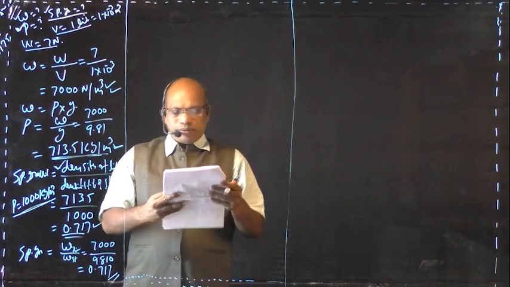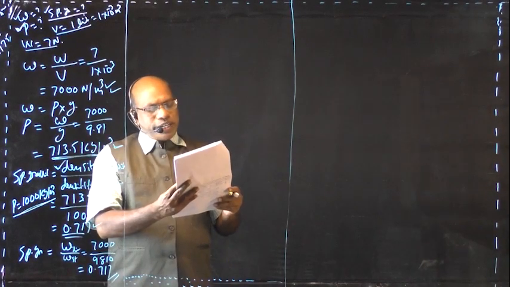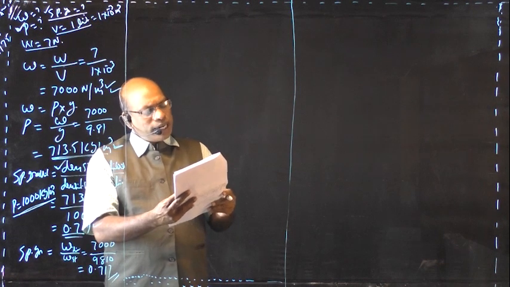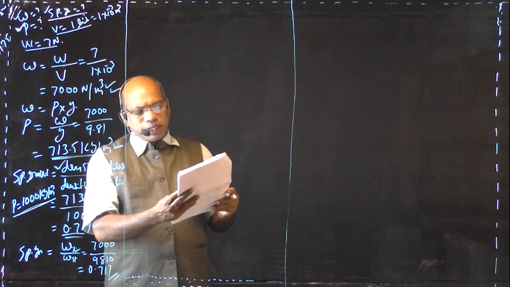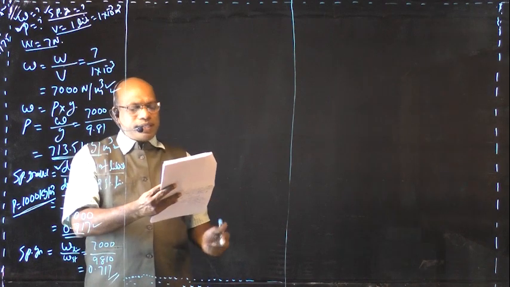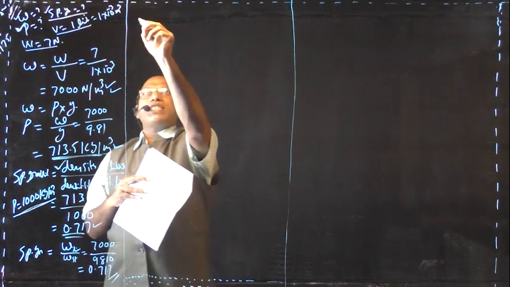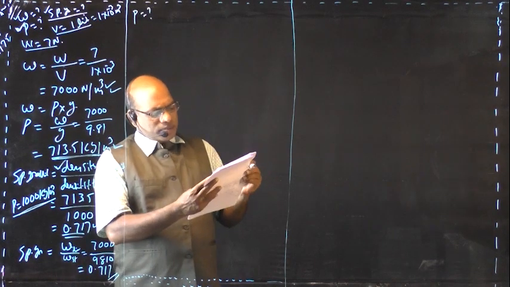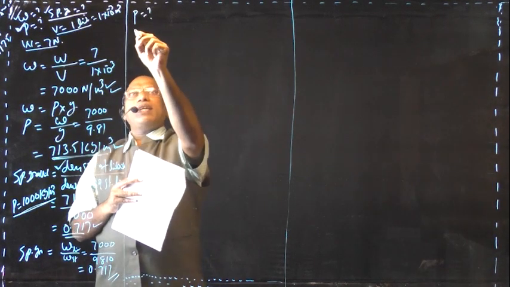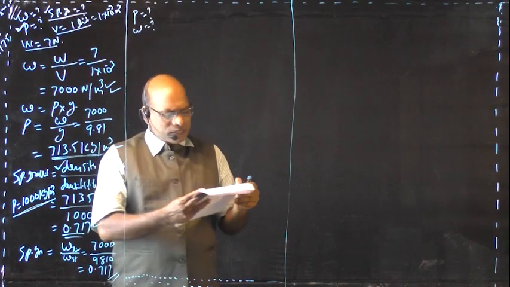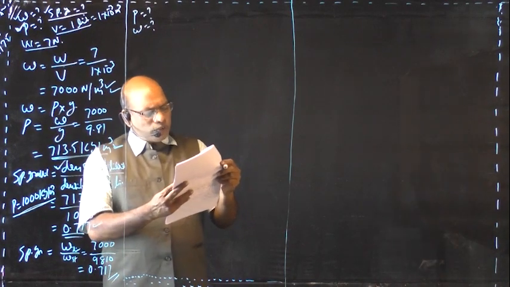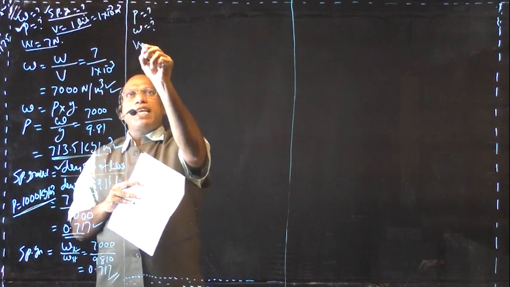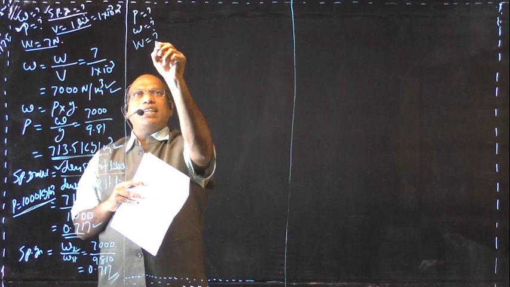Right, now we are going to discuss one more problem related to fluid properties. Please note down. Calculate the density, specific weight and weight of 1 liter of petrol of specific gravity 0.7. Calculate the density, specific weight and weight of 1 liter of petrol. And weight is different from specific weight.